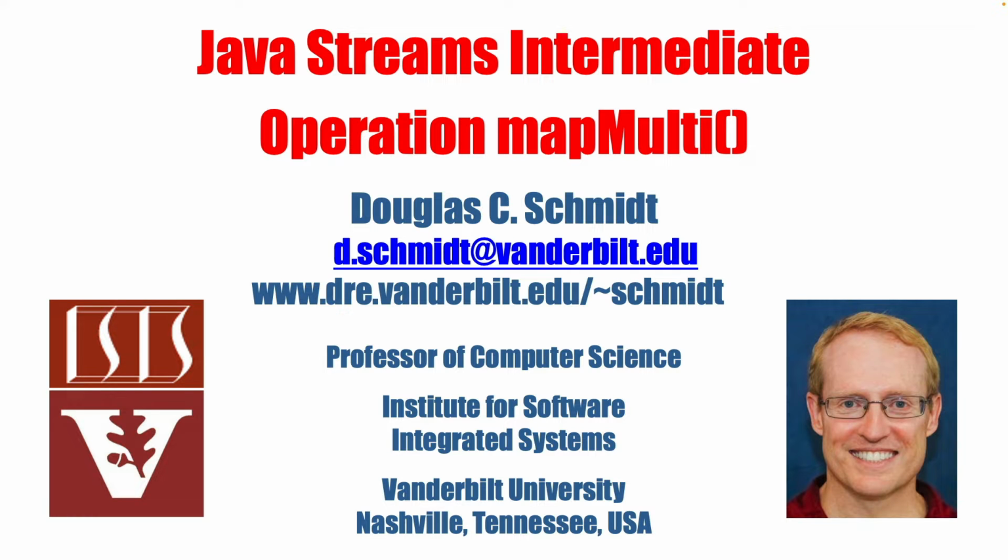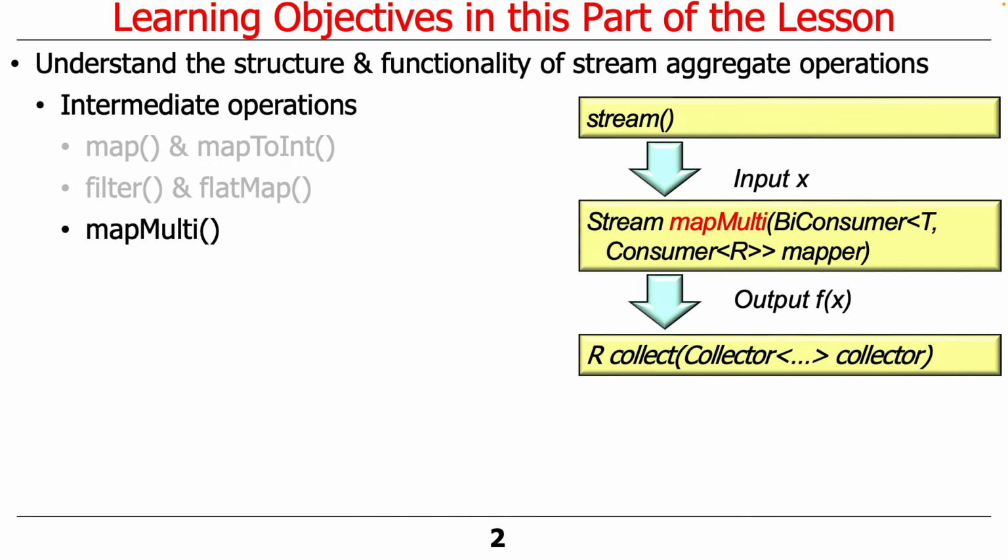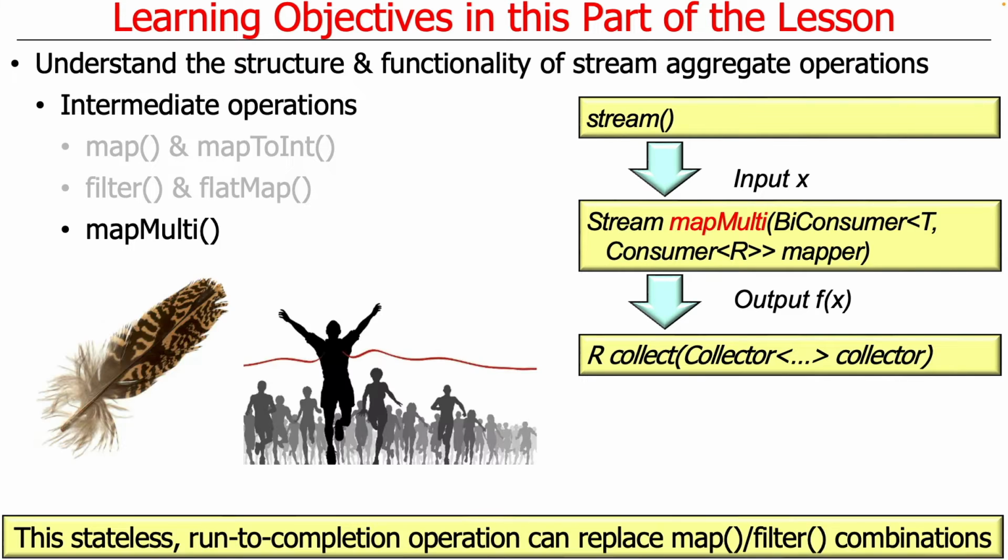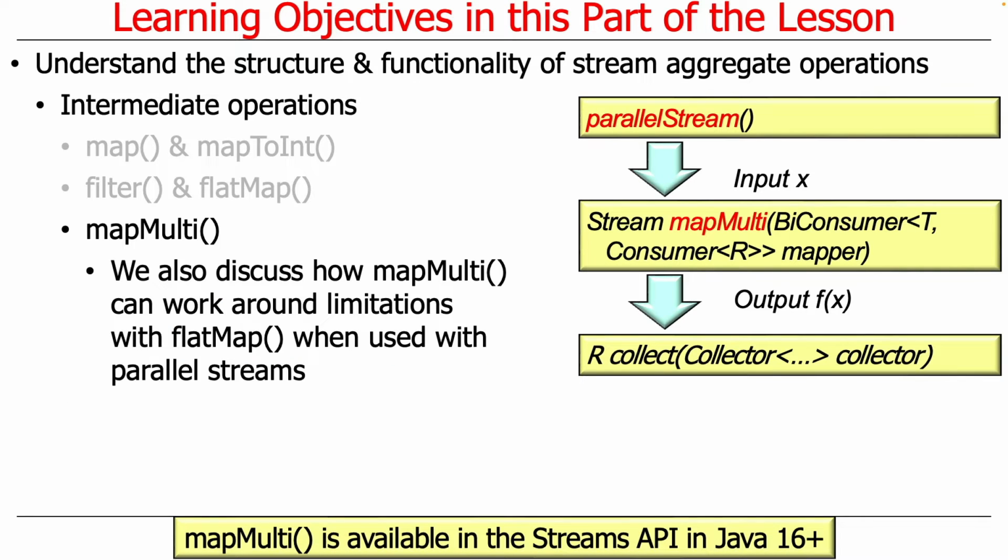So we're going to start out today by talking about another intermediate operation in Java streams called mapMulti. And we'll talk about this operation. This is a stateless run-to-completion operation that can do various things. It can replace map filter combinations. It can also, in some ways, replace flatMap. We'll talk about that as well. And we'll also talk about how it can work around the limitations with flatMap when used with parallel streams. We'll spend more time on that in upcoming discussions.